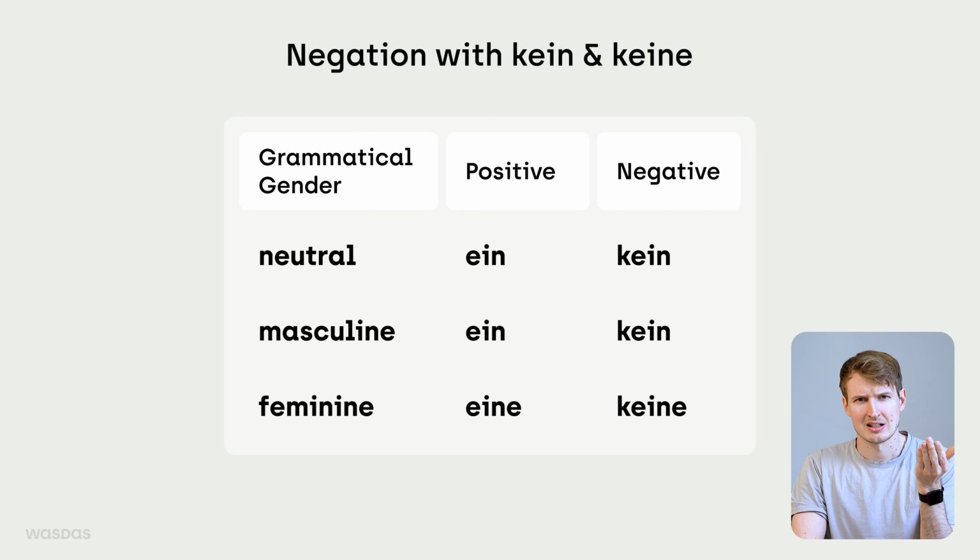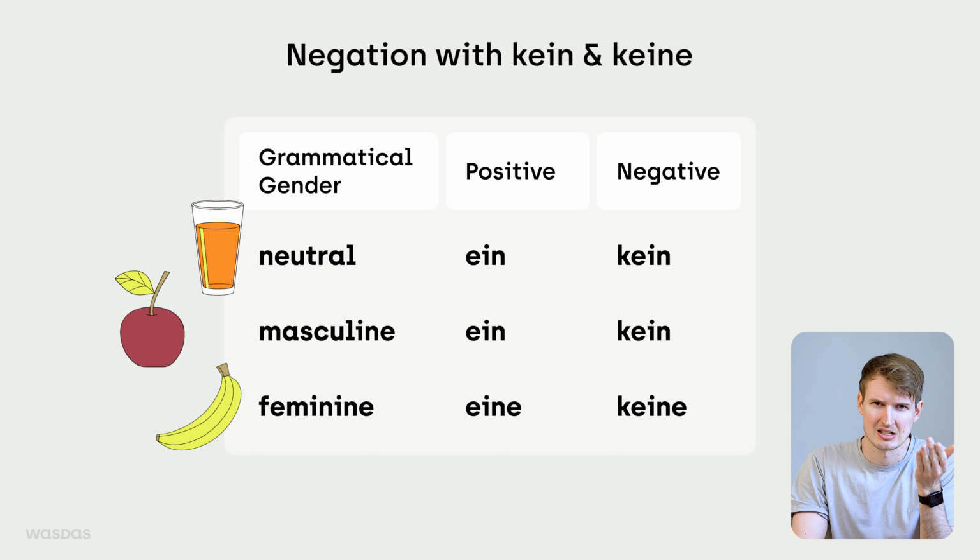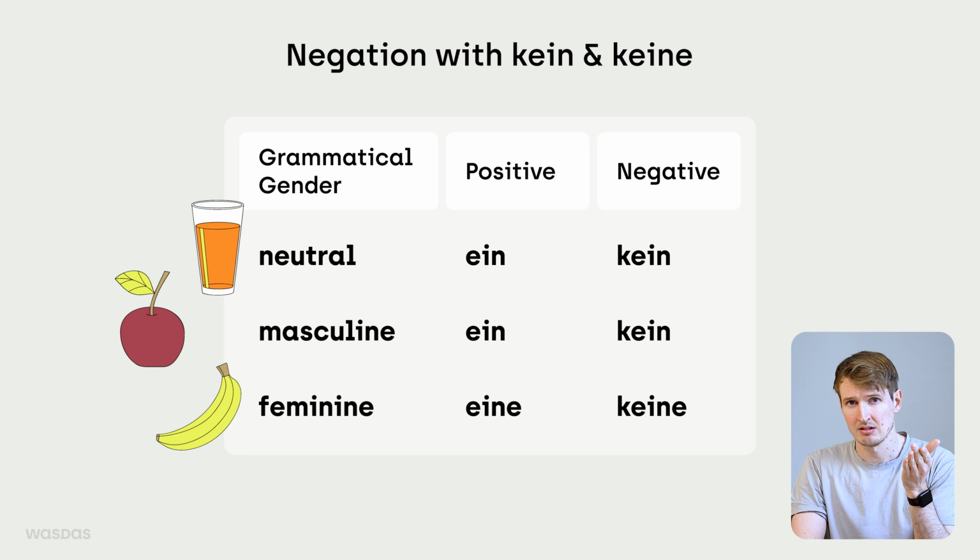In order to negate a sentence with a common noun that is either masculine or neutral, we use kein. In order to negate a sentence with a common noun that is feminine, we use keine. And that makes sense. Ein becomes kein and eine becomes keine.